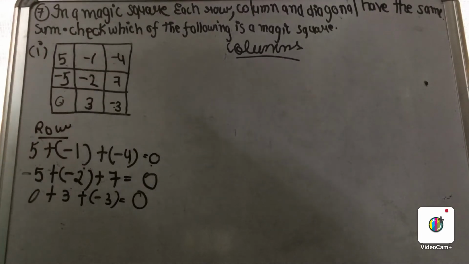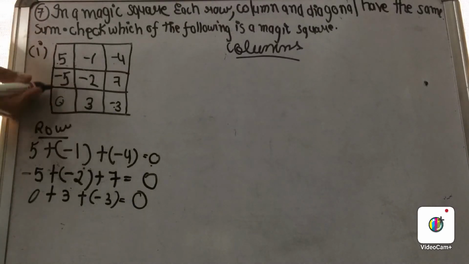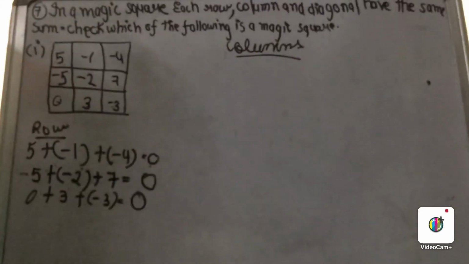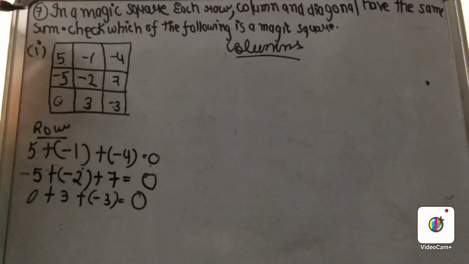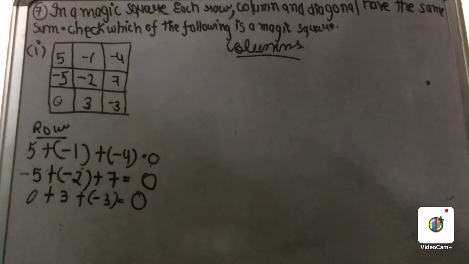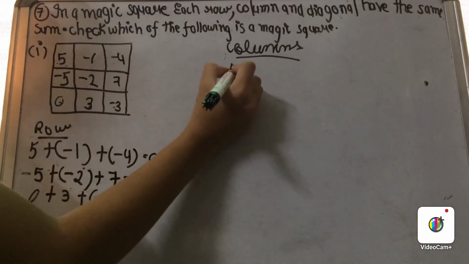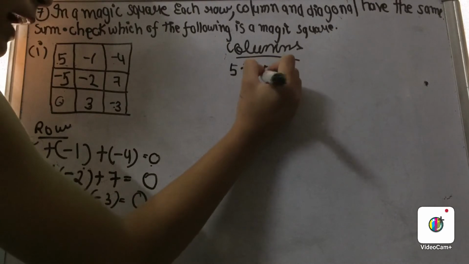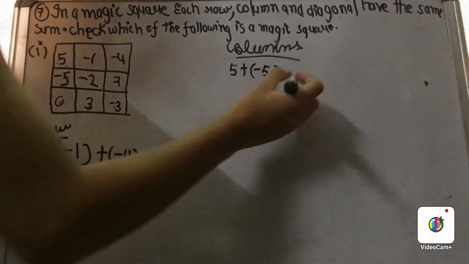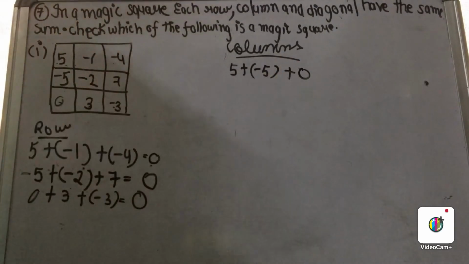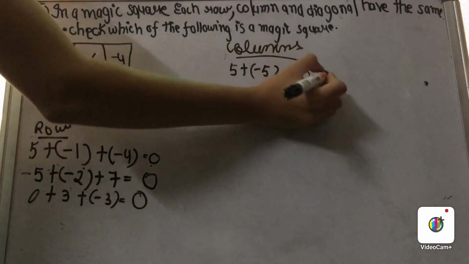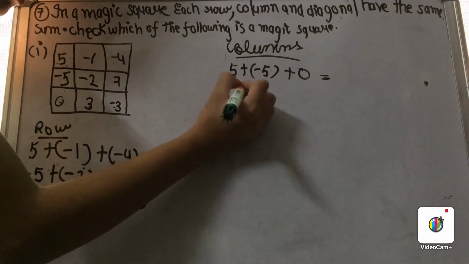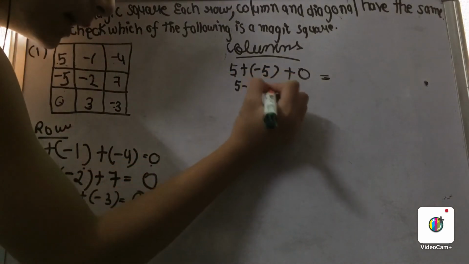So our first column is 5, minus 5, 0. 5 plus minus 5 plus 0. So now let us write it: 5 plus minus 5 plus 0. So now let us solve this equation. So it will be 5 plus minus, which is minus, so it will be 5 minus 5 plus 0.